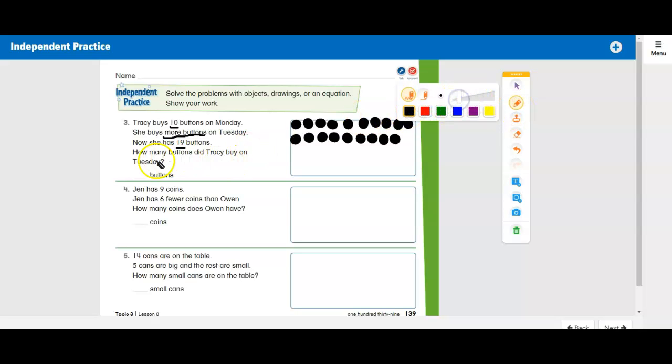So I could find out that Tracy bought 9 more buttons on Tuesday by drawing, or I could write an equation also and say, okay, I know she bought 10 buttons, she bought some more, and now she has 19 buttons.